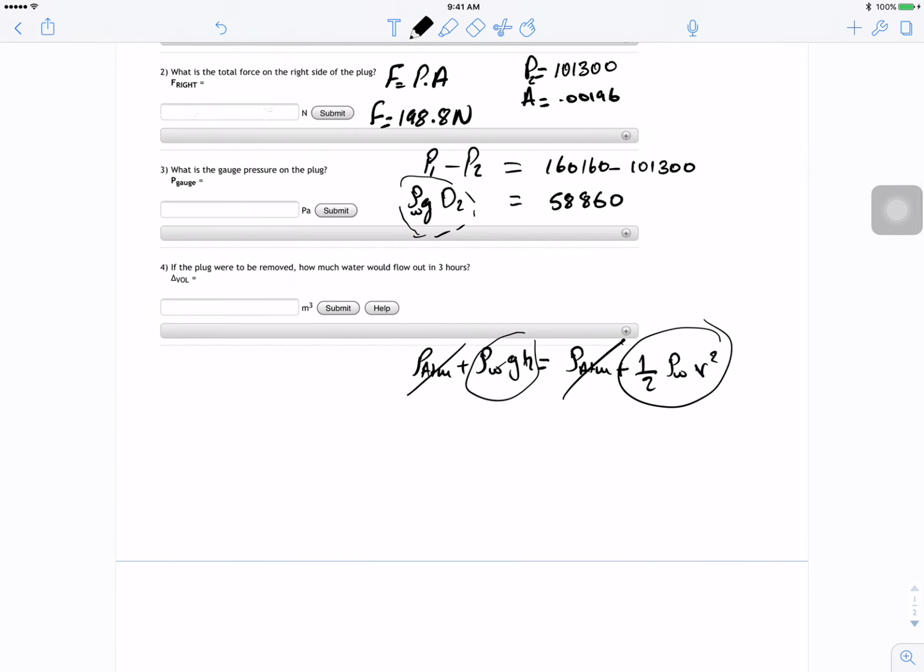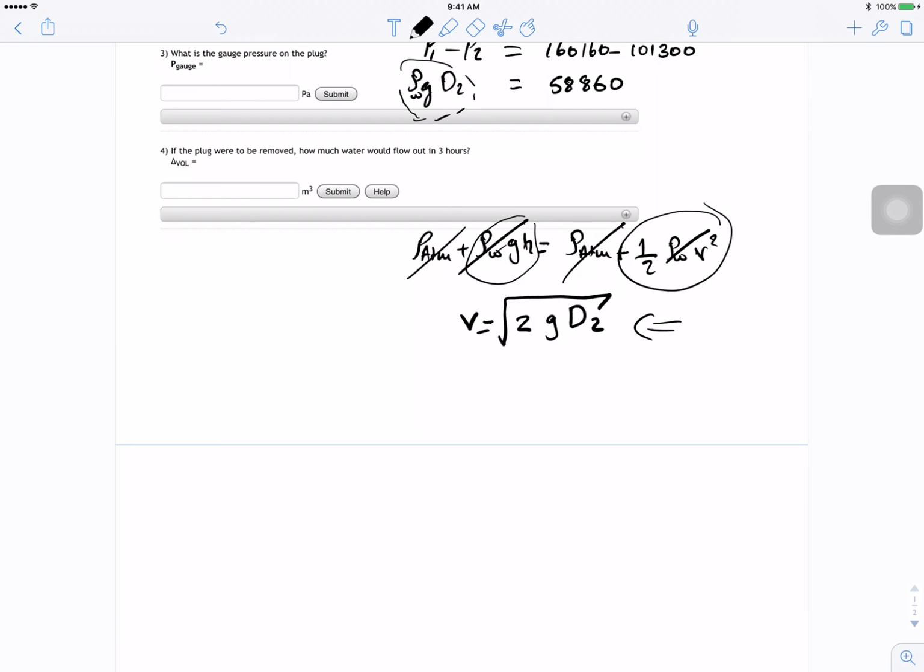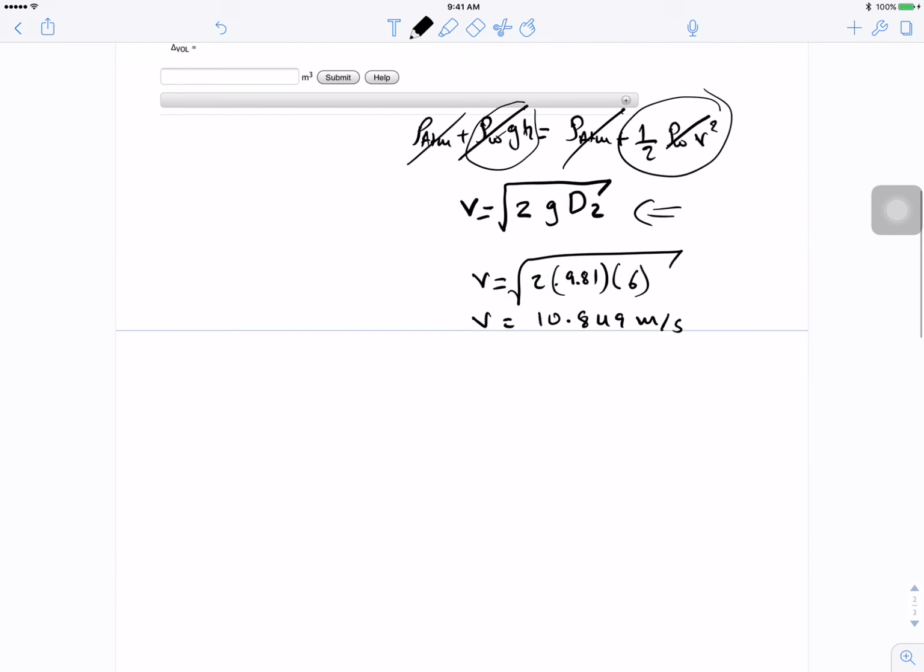Okay, so now when we do the math, the densities will cancel, so that leaves us with V equals the square root of 2 times g times h. Doesn't this look familiar from physics, the mechanics one? Alright, so V is going to equal the square root of 2 times 9.81 times 6 meters, so V is going to be equal to 10.849 meter per second.